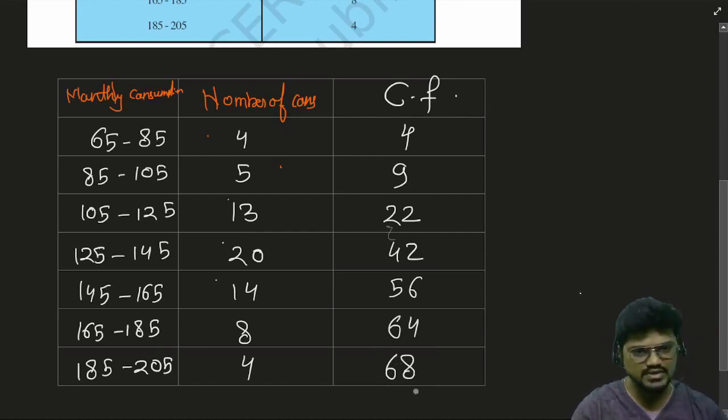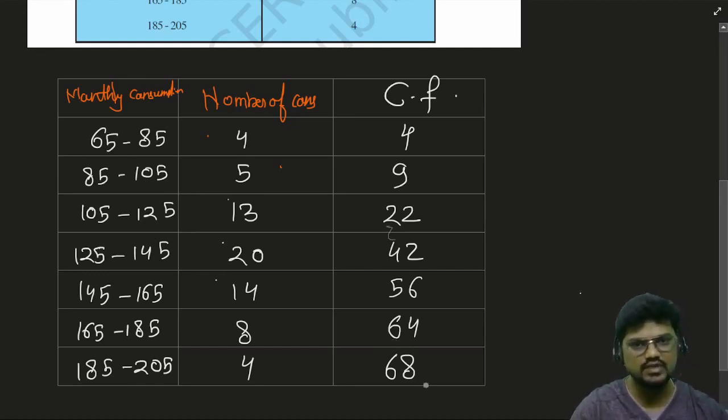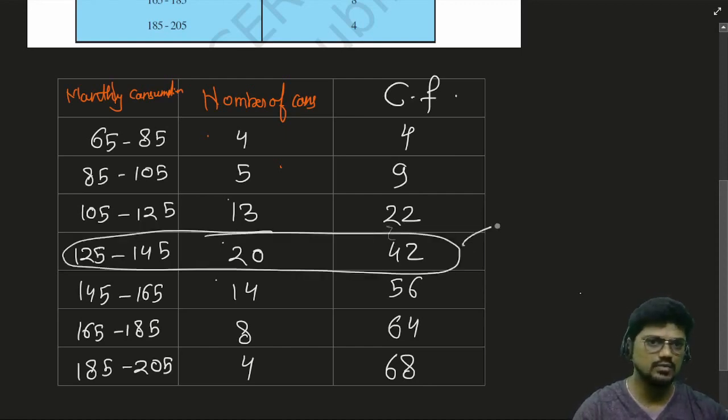Now the total frequency is 68, right? What is half of 68? That is 34, right? So the 34th reading, where will it be? The 34th reading will be over here, and this will be your median class.